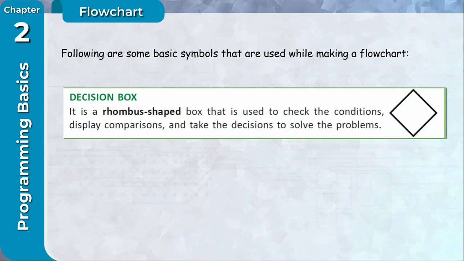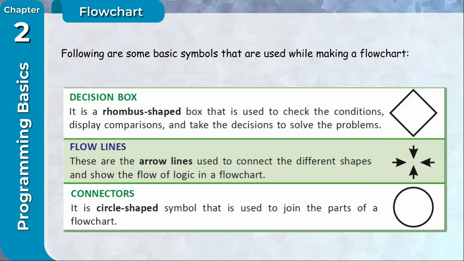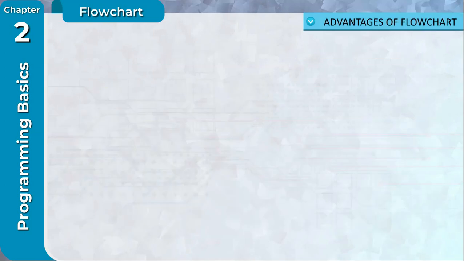Decision box. It is a rhombus-shaped box that is used to check the conditions, display comparisons, and take the decisions to solve the problems. Flow lines. These are the arrow lines used to connect the different shapes and show the flow of logic in a flowchart. Connectors. It is a circle-shaped symbol that is used to join the parts of a flowchart.